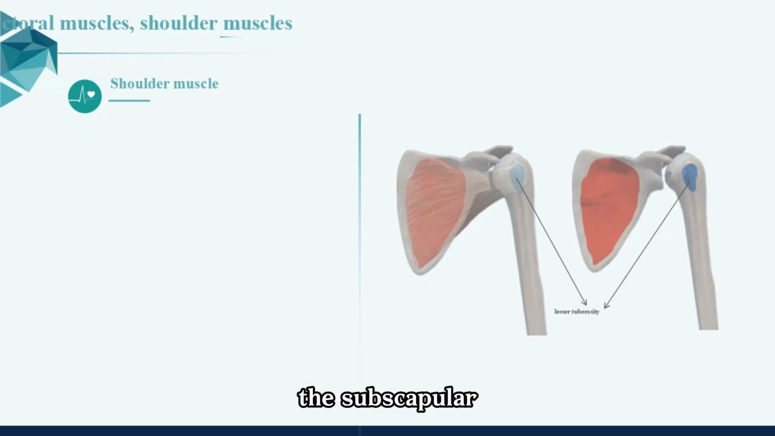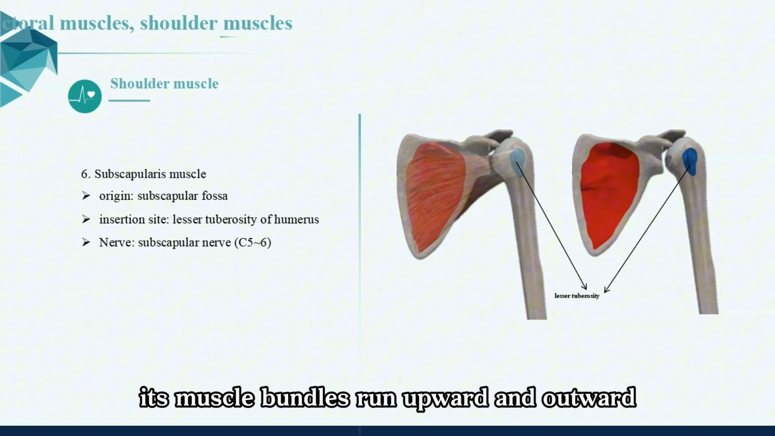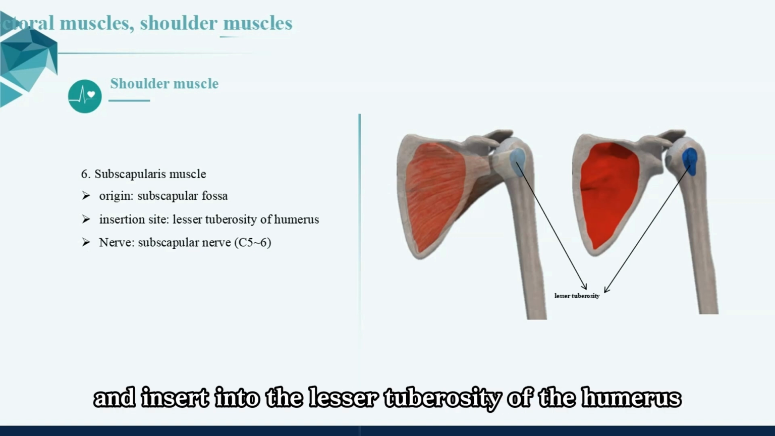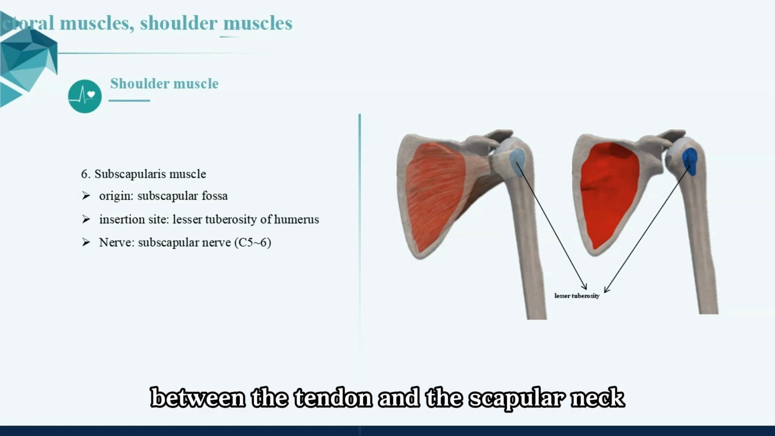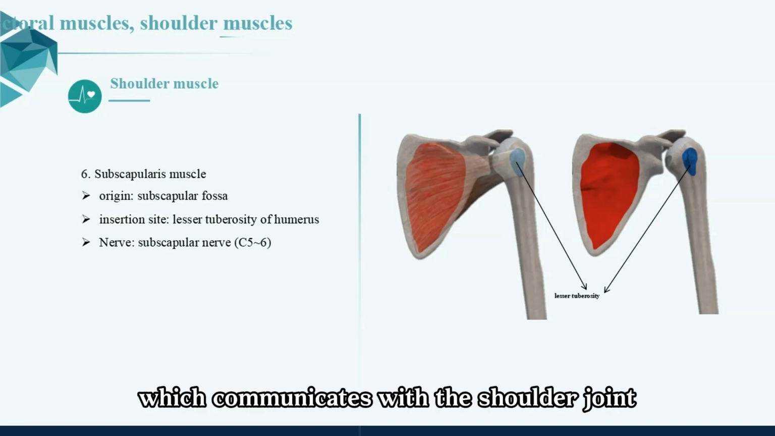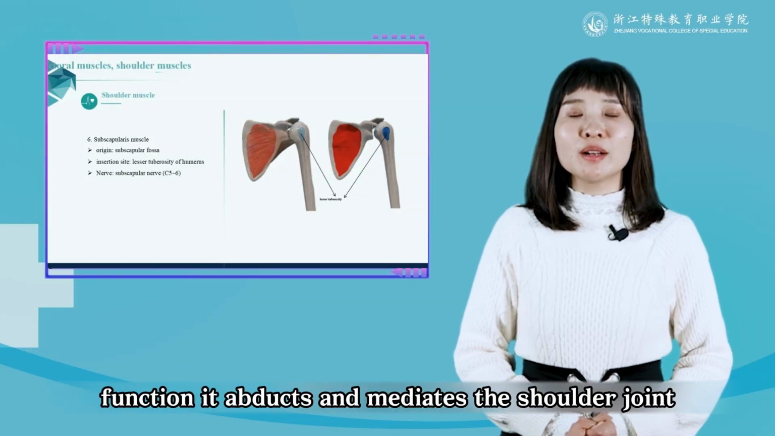The subscapularis muscle is triangular and originates from the subscapular fossa. Its muscle bundles run upward and outward in front of the shoulder joint and insert into the lesser tuberosity of the humerus. There is a large subscapular bursae between the tendon and the scapular neck, which communicates with the shoulder joint. Function: it adducts and medially rotates the shoulder joint.